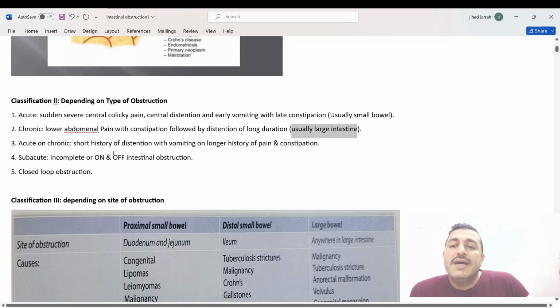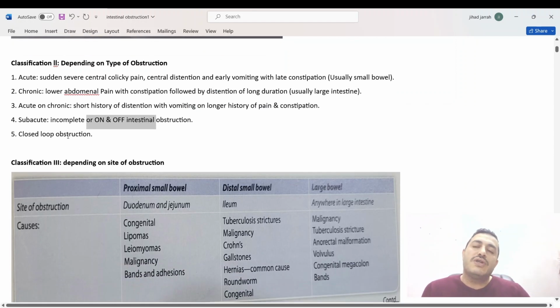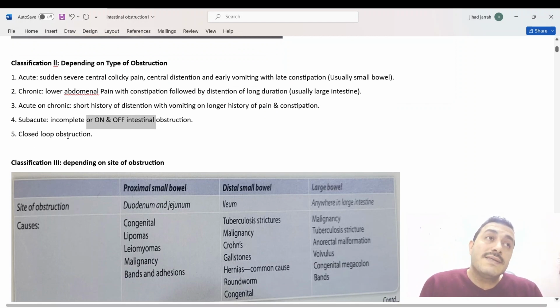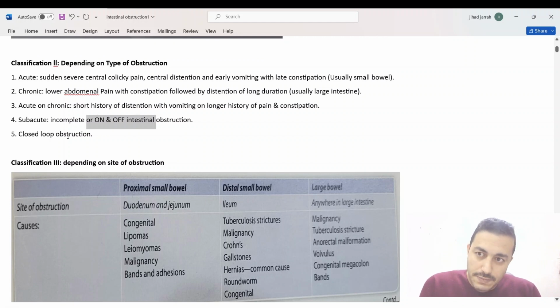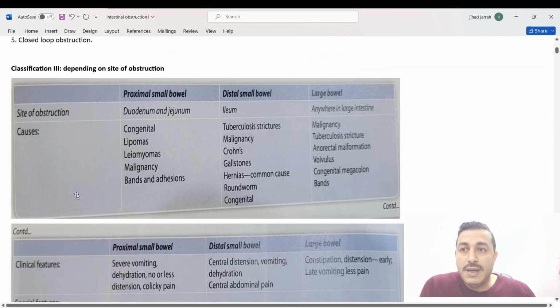Subacute obstruction is when the obstruction is on and off for a long period. If it's on and off, it's an incomplete obstruction. Closed loop obstruction, we will discuss in the next few minutes. What is closed loop obstruction? So, depending on the type, we have acute, chronic, acute on chronic, subacute, and closed loop.